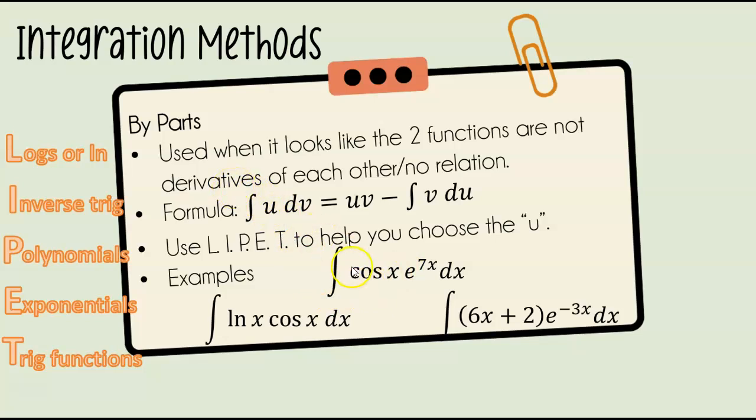So for example, here I have cosine of x times e to the 7x, or natural log of x times cosine of x. All of these have two separate functions and they're not the derivative of each other. That's when we would need a method that's called integration by parts. The formula for that is if you're trying to integrate a u function times the derivative of a v function, it will equal the u function times the v function minus the integral of v function times the derivative of u.